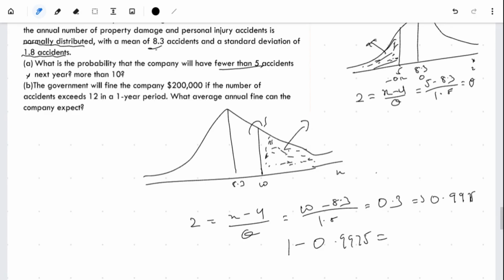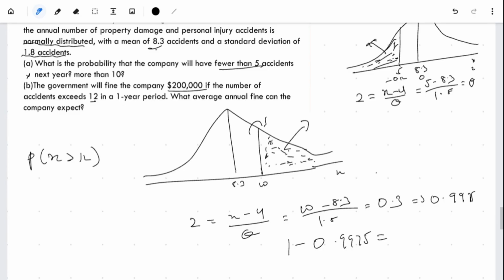The B says the government will fine the company $200,000 if the number of accidents exceeds 12 in a year period. What average annual fine can the company expect? So here is the case. They are saying that the government will fine the company $200,000 if the accidents exceed 12. So which means you have to find the probability that x is greater than 12.